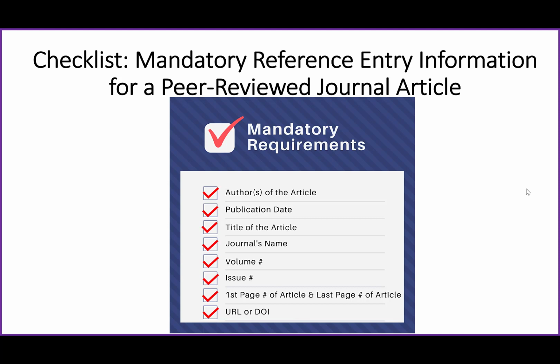Once you have gathered the URL or DOI, you now have all of the mandatory requirements needed to create a reference entry in 7th edition APA. Use the checklist on your screen to ensure that you have all of the necessary mandatory information from your journal article that you will need to create a correct reference entry.